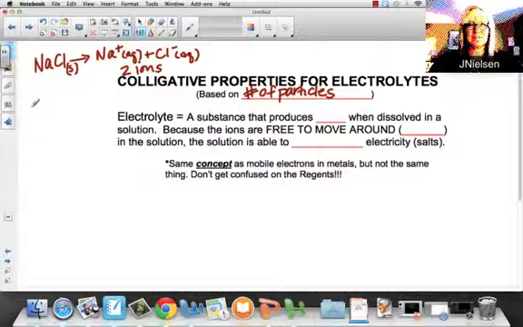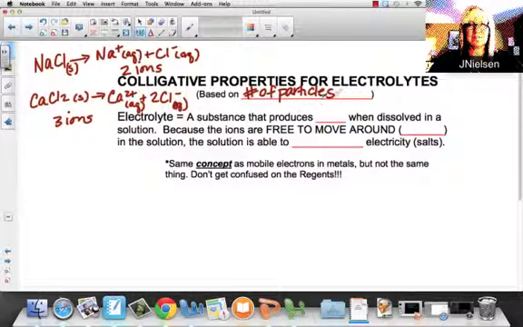Whereas if I look at something like CaCl2 solid, this is going to dissociate into Ca2 plus and 2 Cl minus ions. And that gives us 3 ions. So when we're talking about based on the number of particles, we're really saying based on the number of ions. And we're going to come back to that.